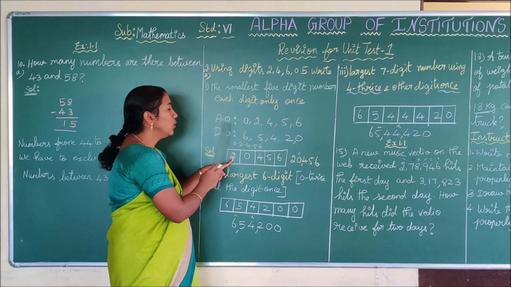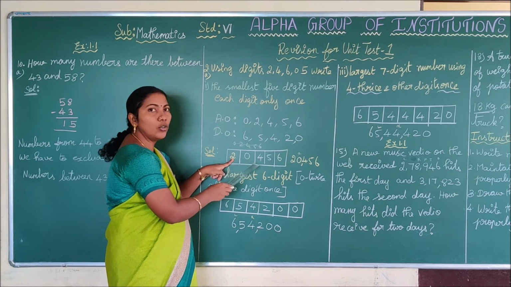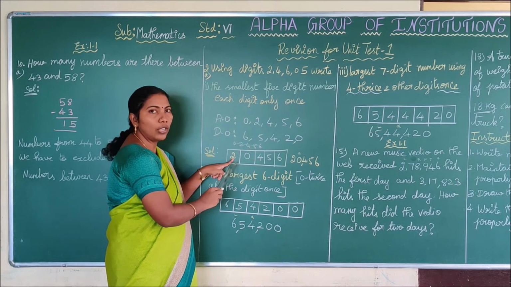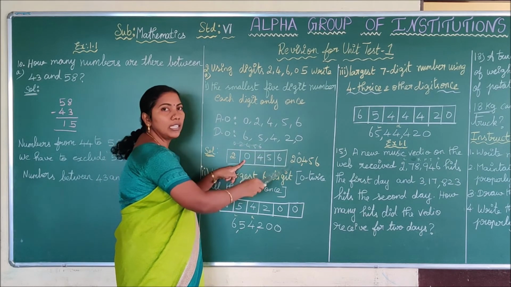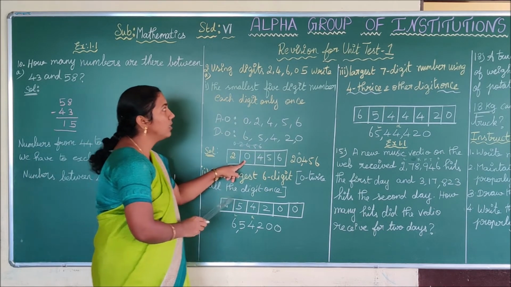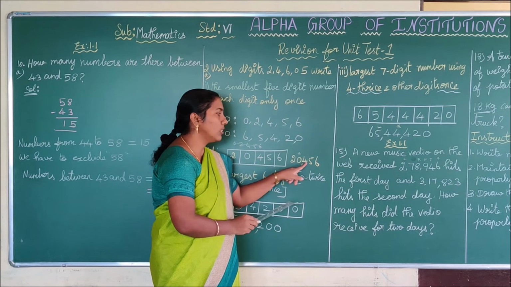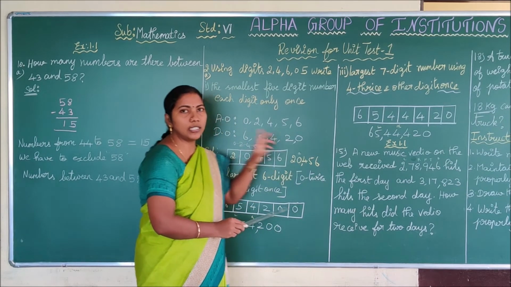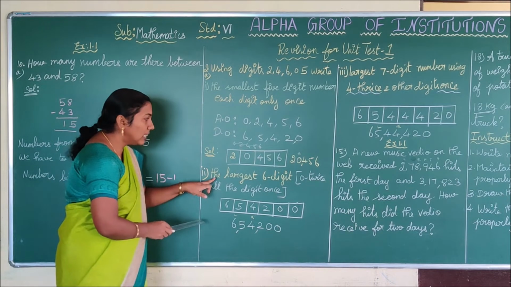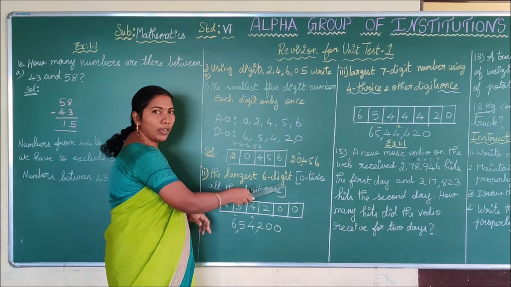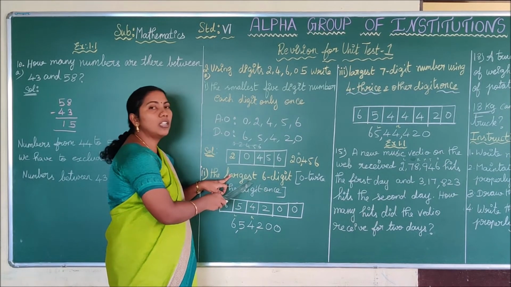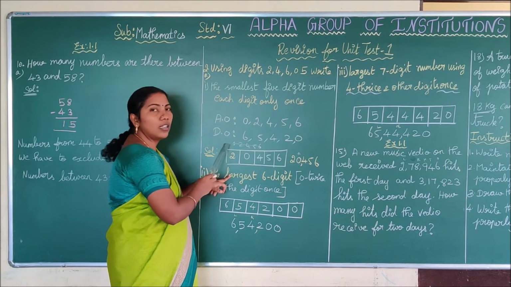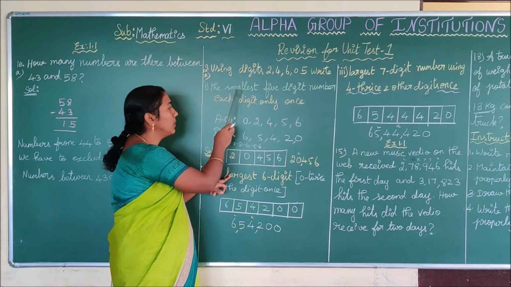Is it clear, children? So first, instead of 0, we are writing 2 first. First we are writing 2 and then 0, 4, 5, 6. Therefore, the required smallest 5-digit number is 20,456. Is it clear, children? See the next one. You have to find the largest 6-digit number. For largest, which order do you have to use, ascending or descending? Descending order. Smallest means ascending order.